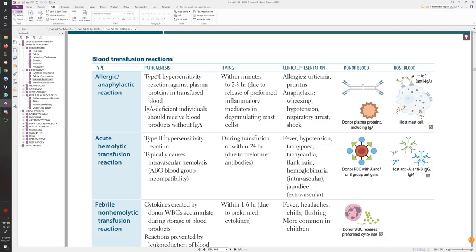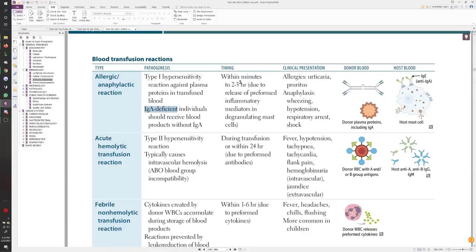Why does it occur? Well, it's a type 1 hypersensitivity reaction against plasma proteins within the transfused blood. So the donor blood has these plasma proteins, including IgA, which the host is going to see and react to, and react with mast cell degranulation, which is what causes this anaphylactic response, right? And if you have an IgA deficient patient, a patient that doesn't make IgA, then you don't want to give them IgA, right? If someone doesn't make IgA and you give them IgA, then their body is obviously going to recognize that as a foreign invader and cause a reaction. So that's pretty bad.